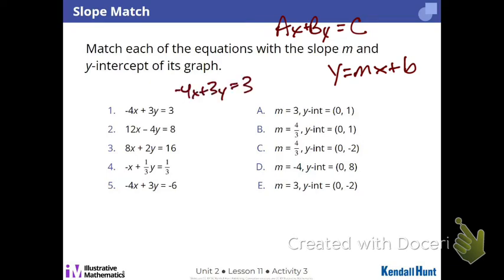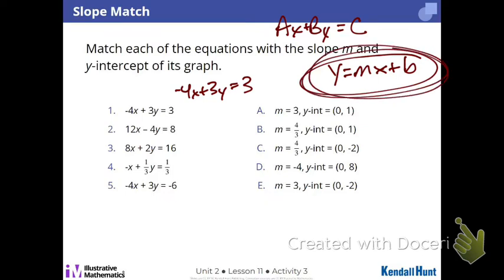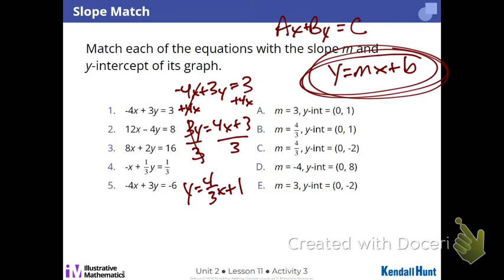If I'm trying to get in slope-intercept form, that means I'm isolating y. So, how do I get rid of minus 4x? Plus 4x. I did the same thing to both sides. How do I undo times 3? Divide by 3. Which means y equals 4/3 x plus 1.